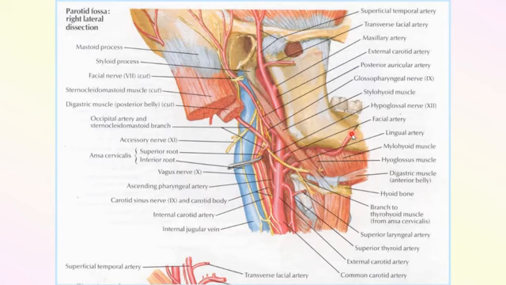So those are our anterior group. So superior thyroid, which is going to travel inferiorly and give us the superior laryngeal artery that will pierce the membrane of the thyroid cartilage.